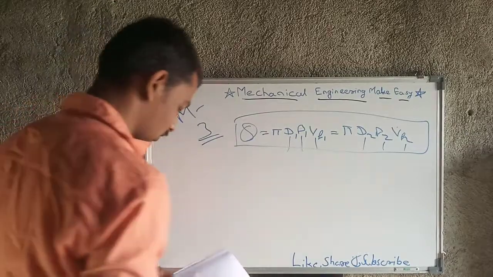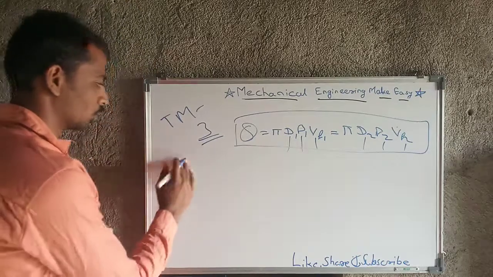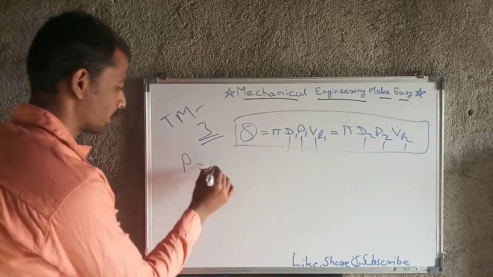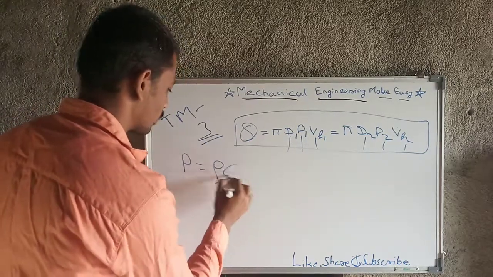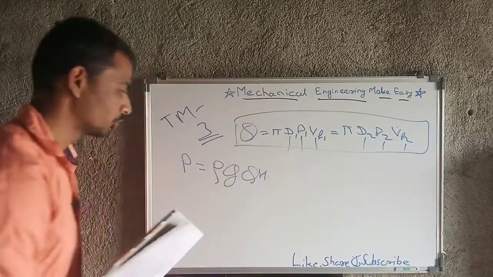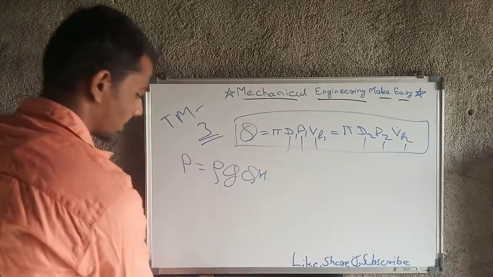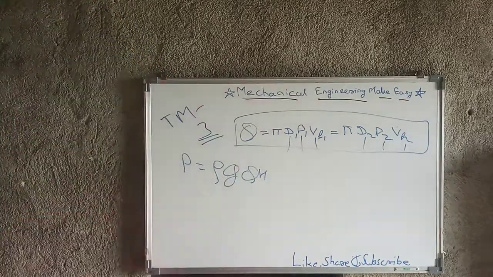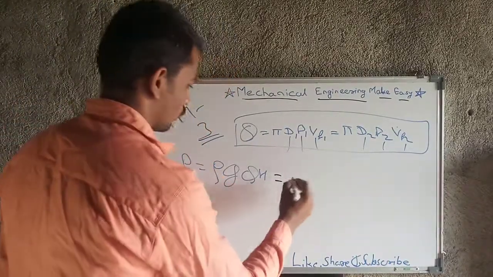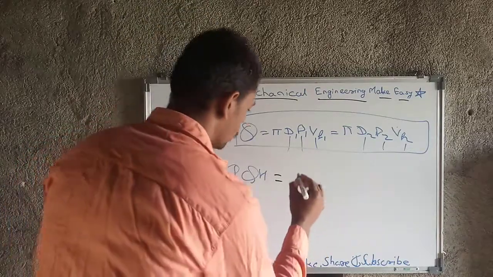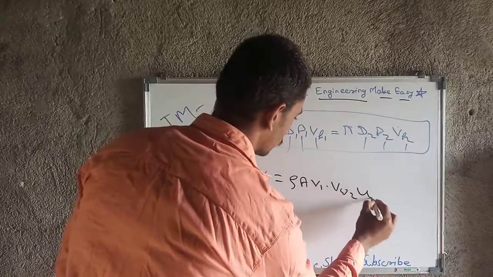Next is another term, the head developed by the impeller. Before that, we know the universal formula of power is rho g Q H. This is one of the universal formulas of power. We have calculated work done, and work done is nothing but a form of power. So what exactly is that work done? Work done is rho A V1 into Vw2 U2.